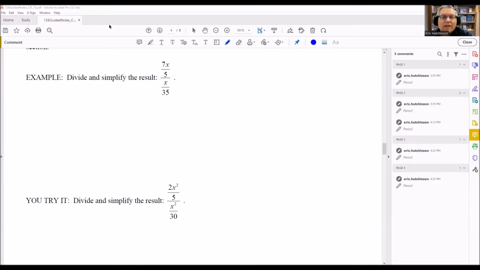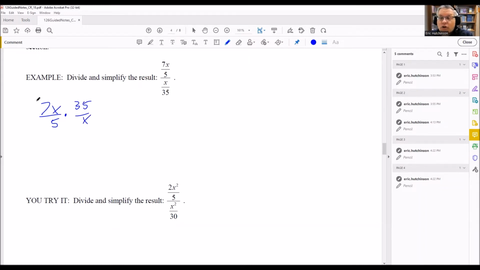When you want to divide two fractions, you're going to take the top fraction and multiply it by the reciprocal of the bottom fraction. So we have 7x over 5. I'm going to turn this into a multiplication problem. I'm going to flip the bottom one. So that's going to turn into 35 over x.